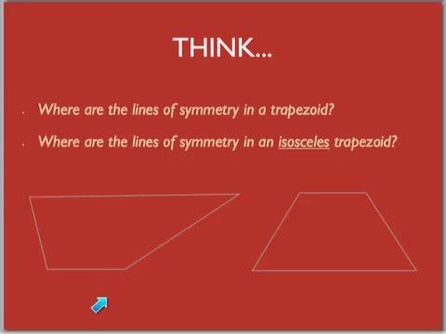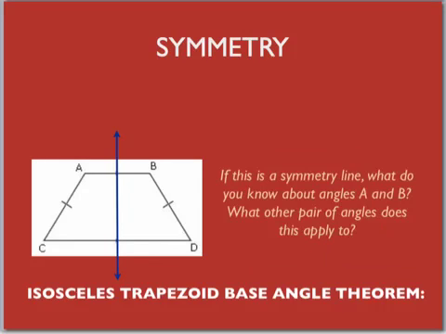Sorry, I was playing with my cursor. So a line here wouldn't work, a line here wouldn't work, because you don't have any sides that are necessarily congruent in a regular trapezoid. However, in an isosceles trapezoid, you should see that if I cut straight down the center here, because this side and this side are equal to each other, this side and this side are equal to each other, then there is a line of symmetry right down the center. So now let's make a theorem.